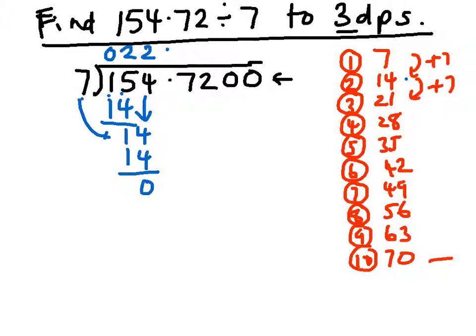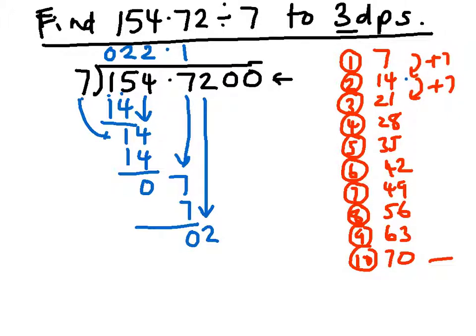It was 154.72. So let's put the decimal point up there, and we can bring down the next digit. There we go, 7. 7s into 7 go once, and 1 lot of 7 is 7. And again, 7 take away 7 has a remainder of 0. So, if the question had been 154.7 divided by 7, the answer would have been 22.1 with no remainder. But again, sadly it wasn't. It was 154.72.